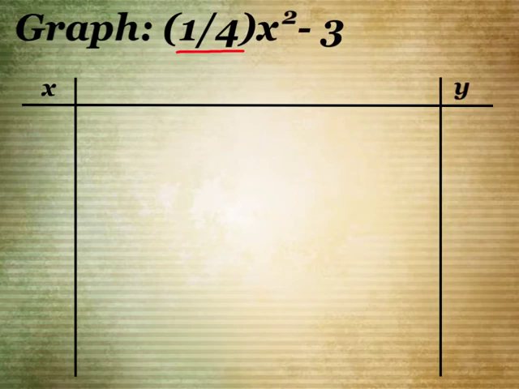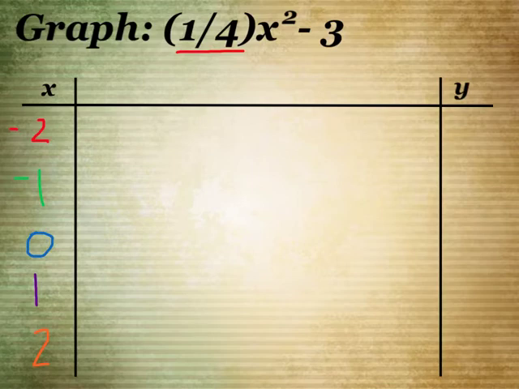To solve for all of our points, again, we're going to use that same method that we usually do, where we're going to use the numbers -2, -1, 0, 1, and 2. Those are going to be the numbers that we plug in for x to solve for y.